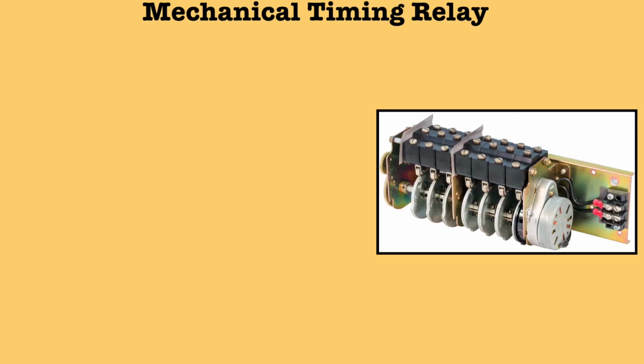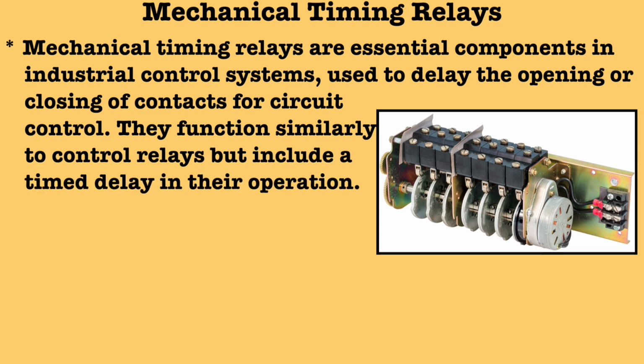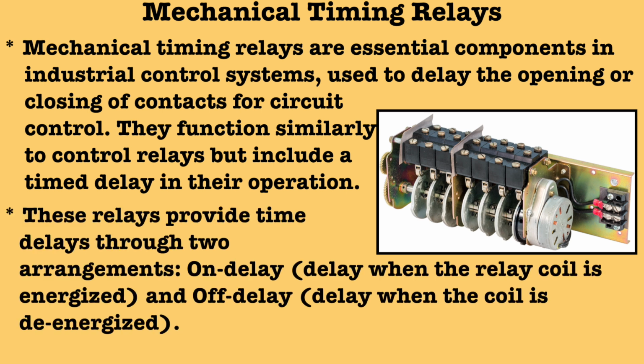First, start with the mechanical timing relays. Mechanical timing relays are an essential component in industrial control systems, used to delay the opening or closing of contacts for circuit control. They function similarly to control relays but include a timed delay in their operation. This relay provides time delay through two arrangements. The first one is on delay and the second one is off delay. On delay means delay when the relay coil is energized. Off delay means delay when the coil is de-energized.